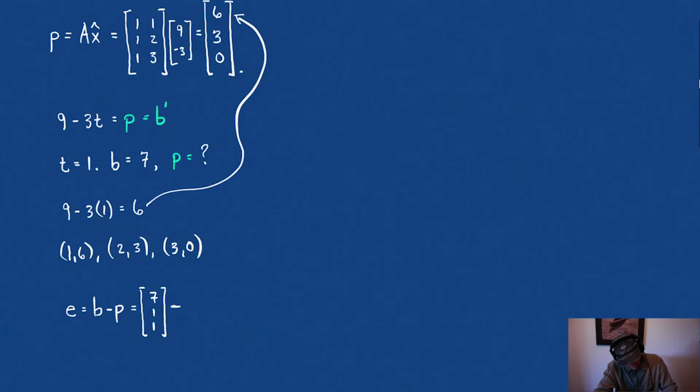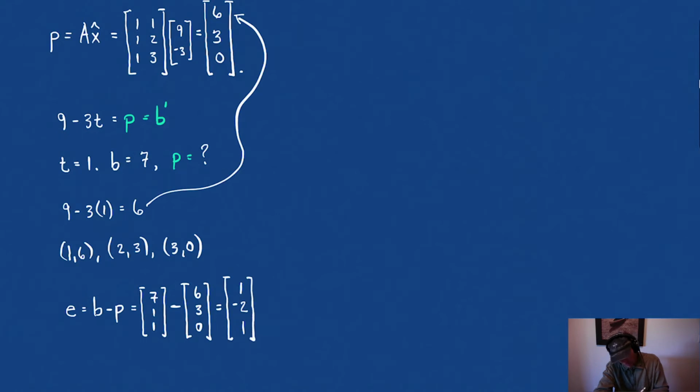And p, so minus p, well, p is 6, 3, 0. Well, this is going to be 7 minus 6, that's 1. 1 minus 3, that's minus 2. 1 minus 0, that's 1. And look at that. That is the exact same values that we just earlier named. In other words, this is the same as E1, E2, and E3 in our picture. So it's actually showing us the distance above and below our projection line, where the errors from the data.